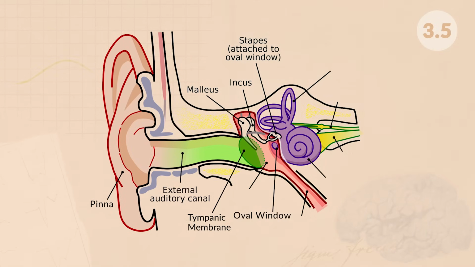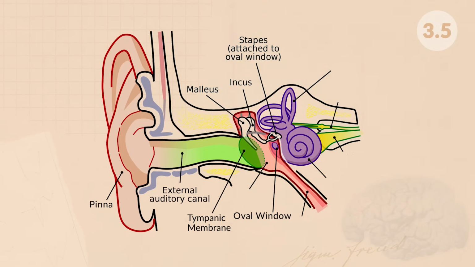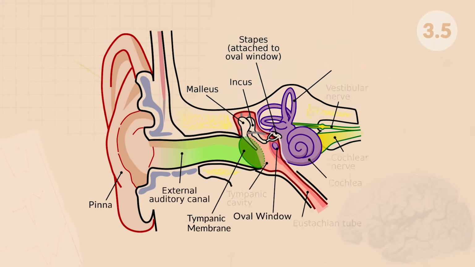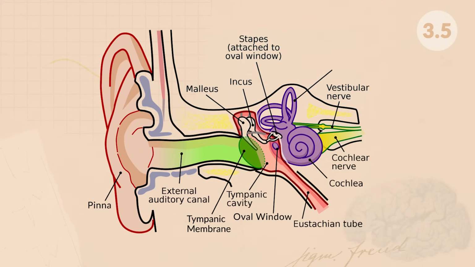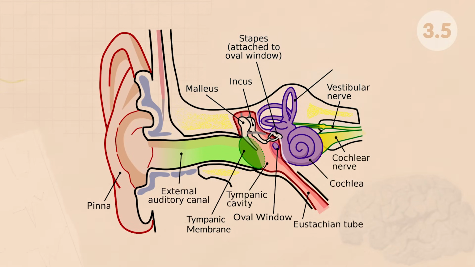Next is the oval window, which is located in the opening of the wall of the cochlea. It's covered with a membrane that helps with the amplification of sounds and sends waves into the inner ear. The cochlea is one of the first structures in the inner ear. This structure is filled with a fluid and has 3 canals. The organ of Corti contains sensory receptors that help with hearing. The organ of Corti sits on the basilar membrane.